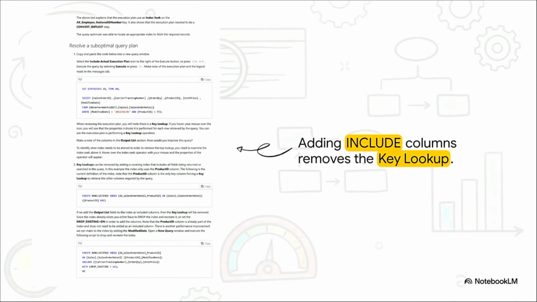By literally including the exact output list columns that the query needs right inside the index itself, we create what's known as a covering index. When you run that query again in the lab, you're going to see that key lookup completely vanish. The X-ray comes back totally clean.